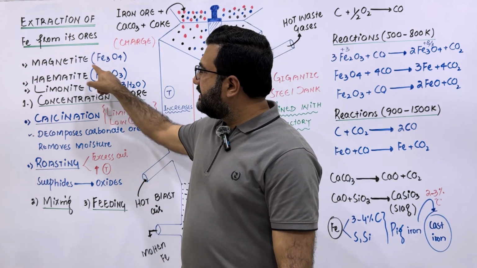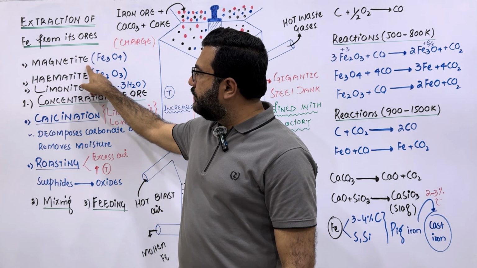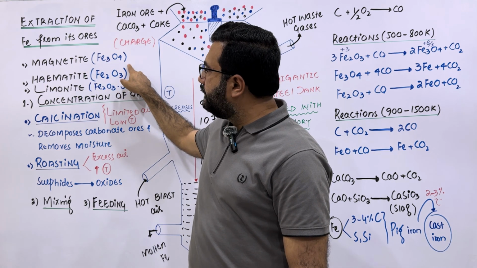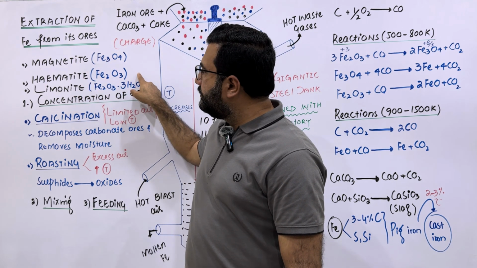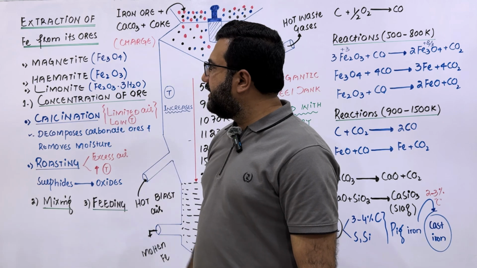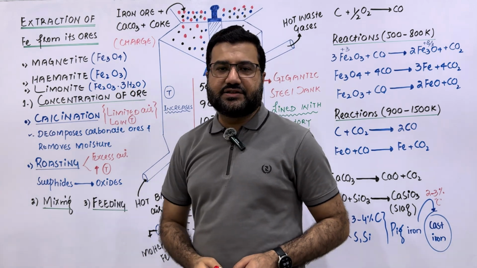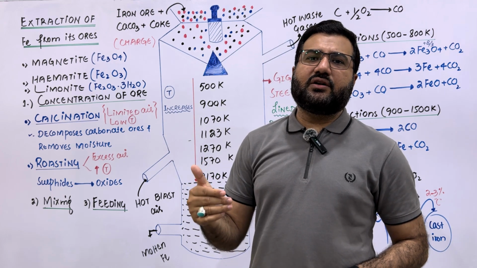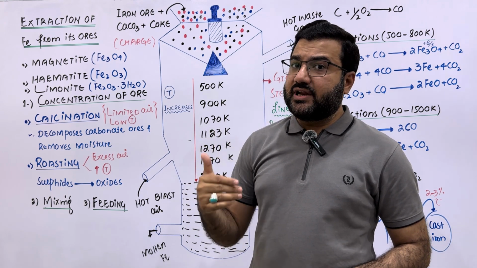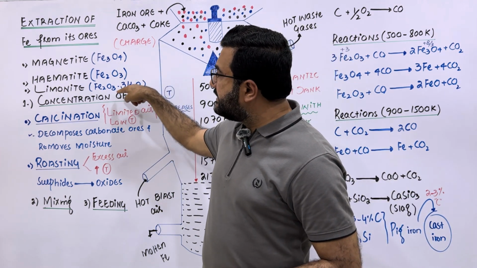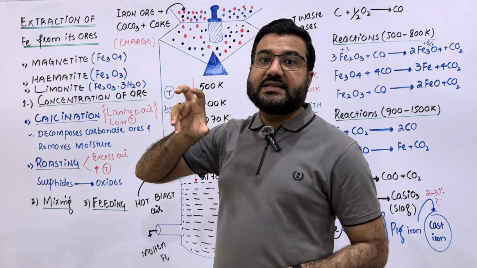My dear students, the important ores of iron include magnetite, Fe3O4, haematite, Fe2O3, and the hydrated form of haematite, that is Fe2O3.3H2O. These are three important ores of iron, and you can see that all these ores are basically the oxides of iron.